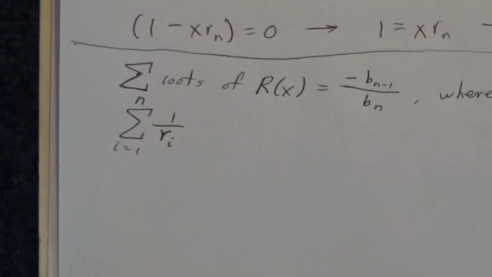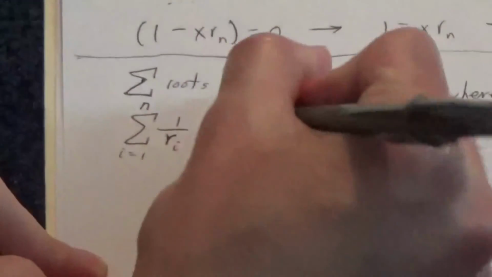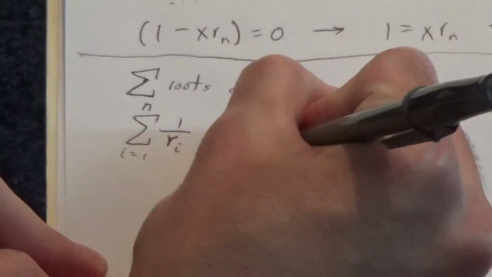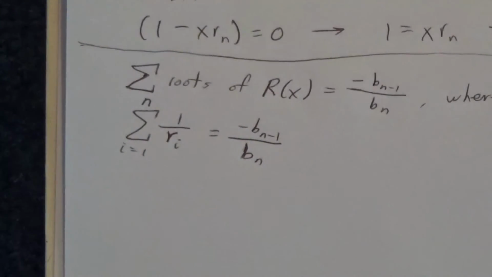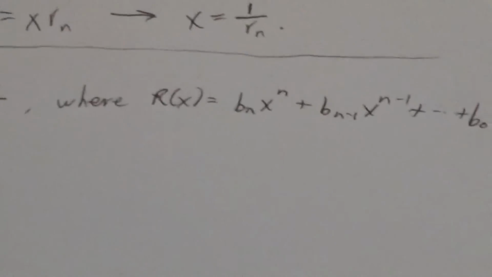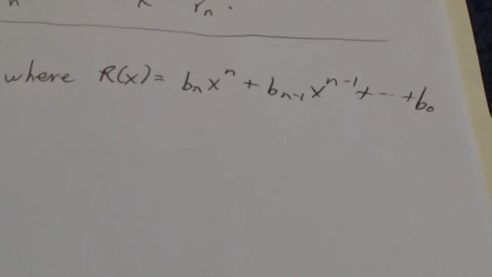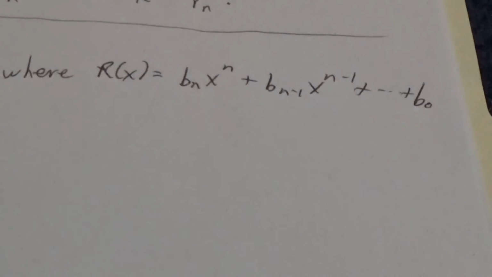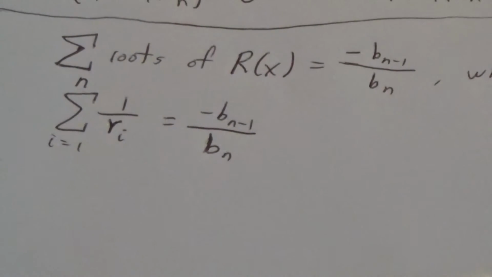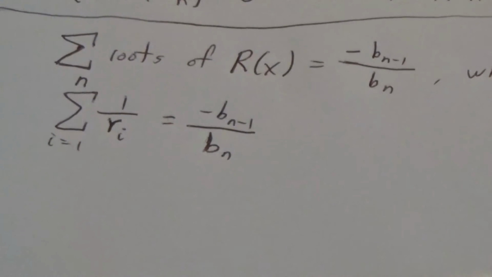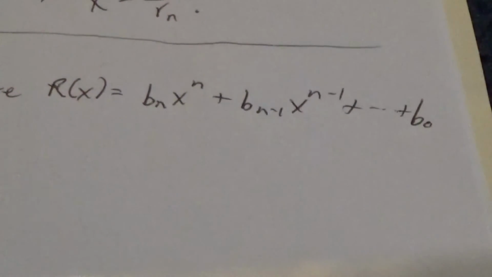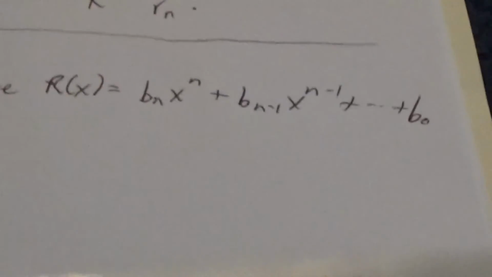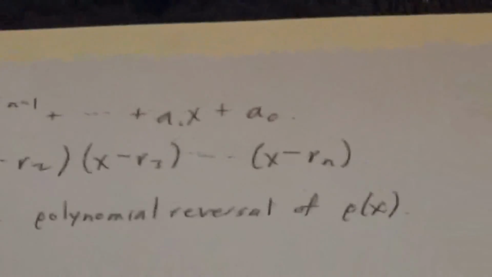Let me just write that. So we know that that equals negative b sub n minus 1 over b sub n. But we also know, bear in mind, that the coefficients for capital R of x are, by definition, the reversal of the coefficients for p of x. So, as a result, where we now have negative b sub n minus 1 over b sub n, we can also replace that side of the equation with the corresponding coefficients of p of x. So, we know that the first coefficient of R of x, b sub n, must be equal to the last coefficient of our original polynomial, p of x. So, b sub n must be equal to a sub 0.